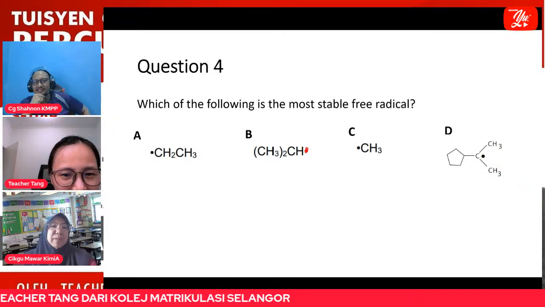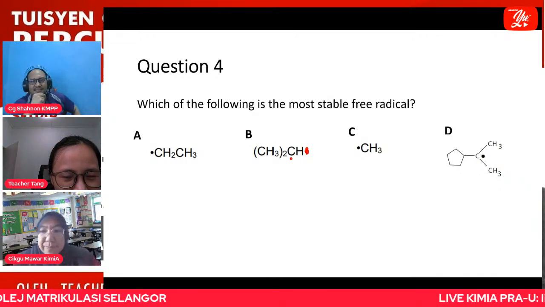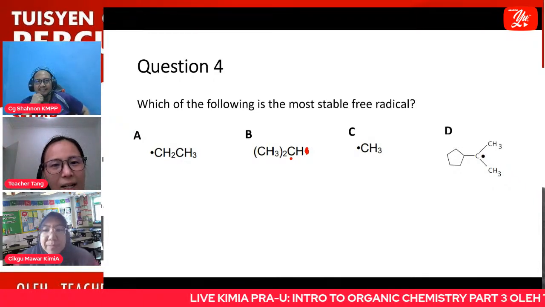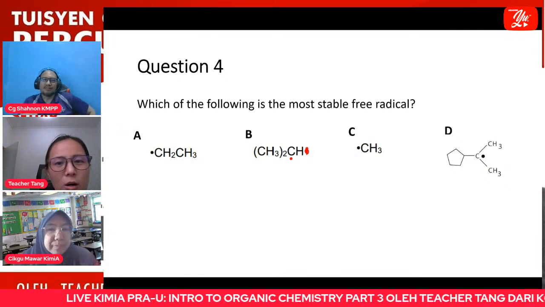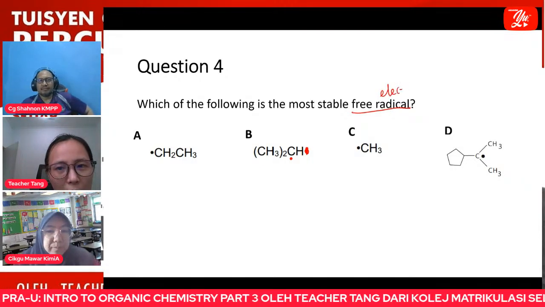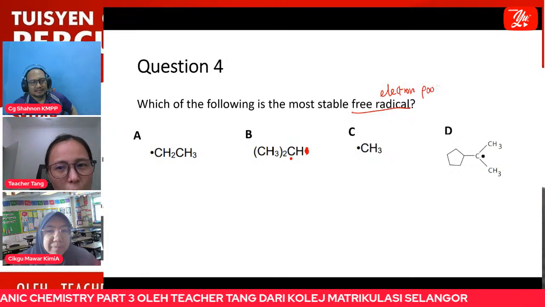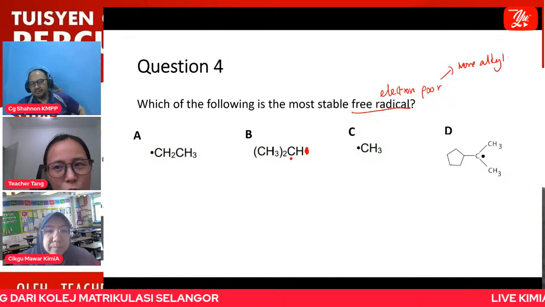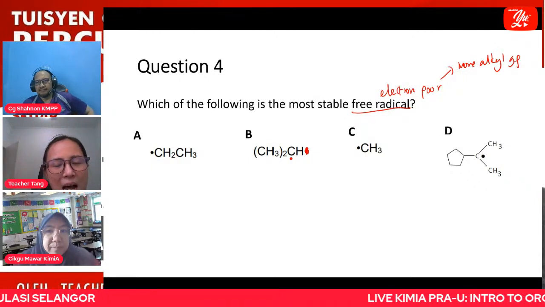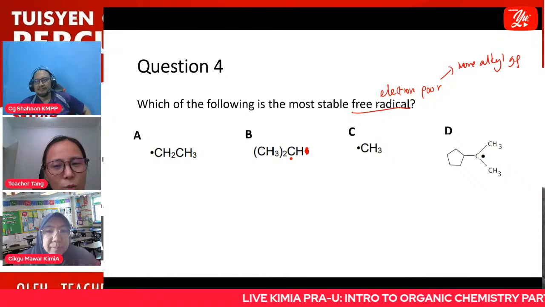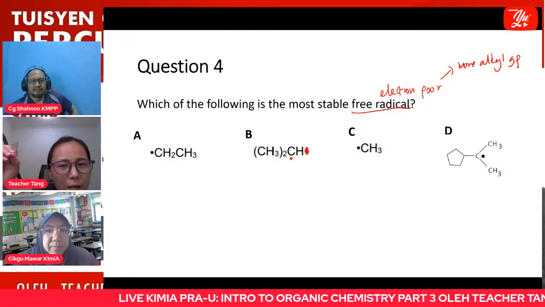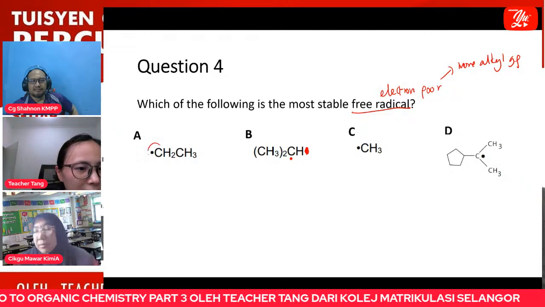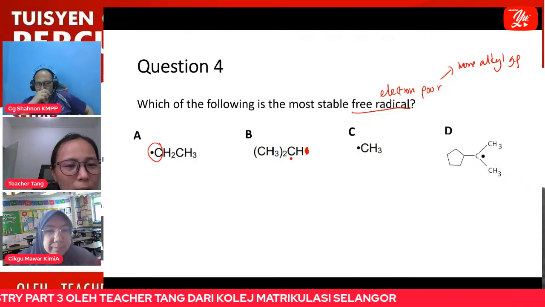Which one is the most stable, not unstable, most stable free radical? For B, the unpaired electron is not here, it's on this carbon. Again, we want to find which one is the most stable free radical. Free radical is electron poor or electron deficient, so in order to stabilize it, we need more alkyl groups attached to the reference carbon. To know which is more stable, we must circle the reference carbon first and then count how many alkyl groups are attached to it.